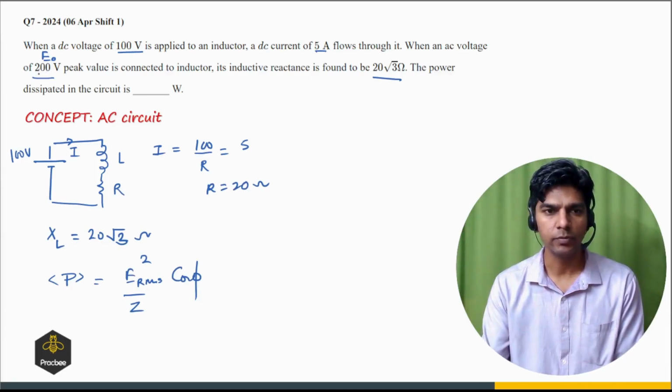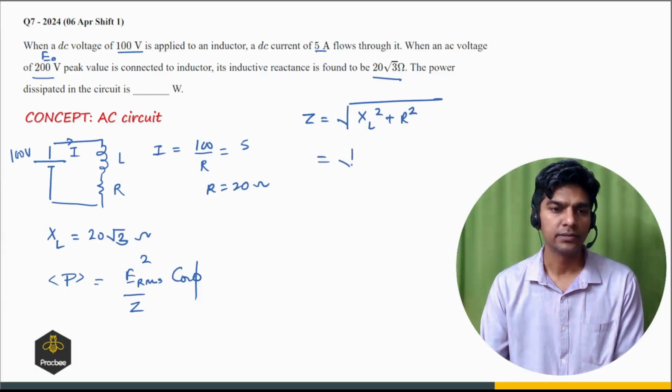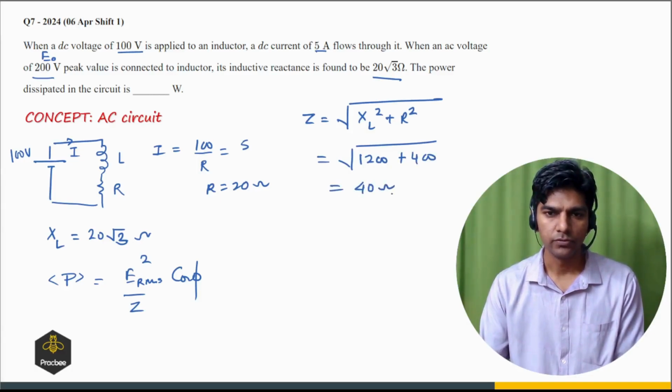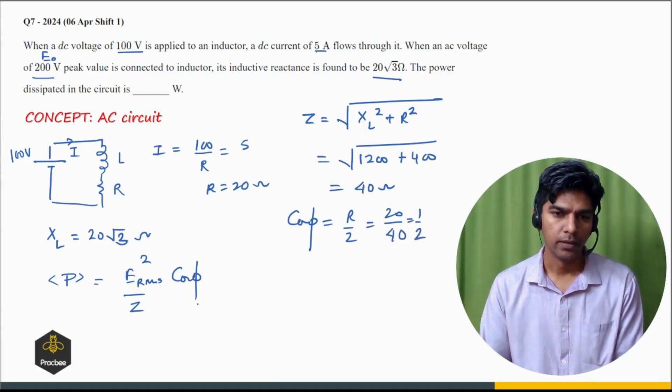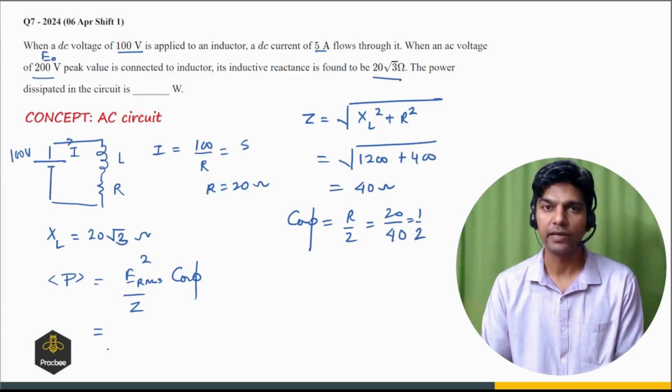ERMS in this case will be 200 by root 2. To find the impedance, since it is an LR circuit, Z is the root of XL square plus R square. XL is 20 root 3, so XL square is 400 times 3, that is 1200, plus R square which is 400. So this comes out to be 40. So impedance is 40, and cos phi is R by Z, which is 20 by 40, that is 1 by 2. So we know cos phi, ERMS and impedance. Now we can find the average power dissipation.